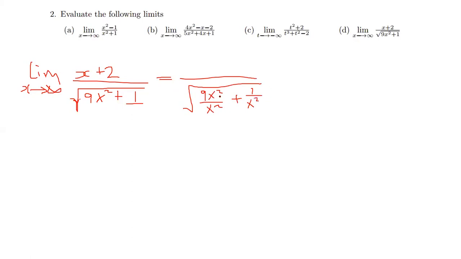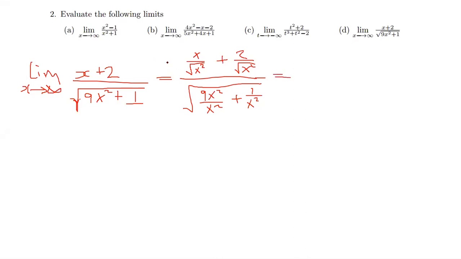But on the numerator, what you're going to do is instead of dividing x by x squared, you divide it by the root of x squared, and then plus 2 divided by the root of x squared. I don't know if you have gotten the reason why I've done that.